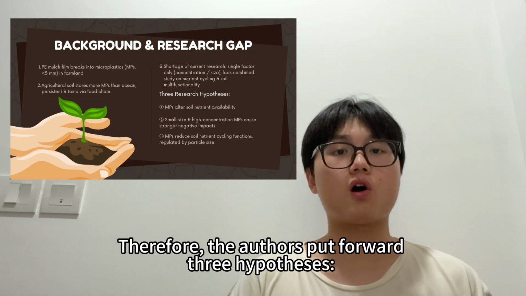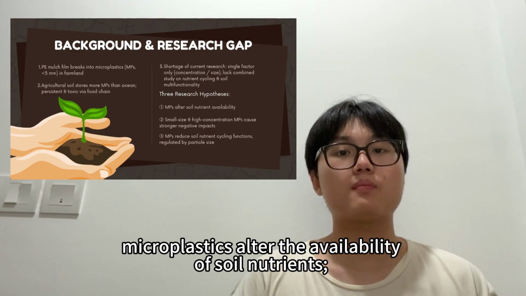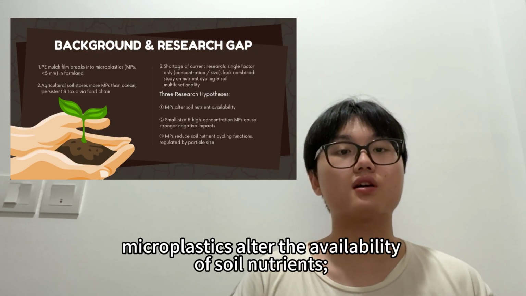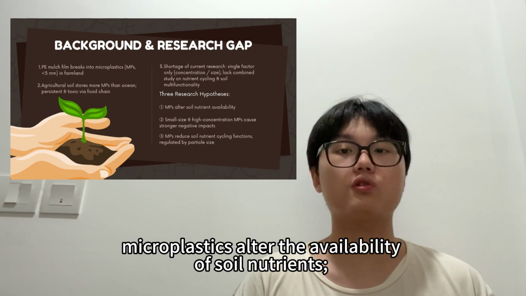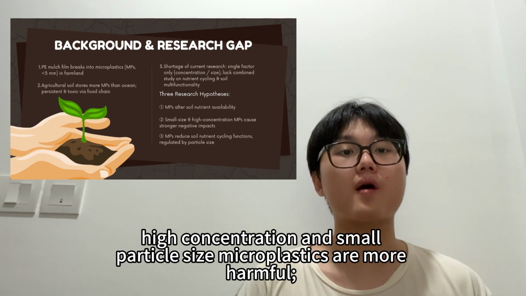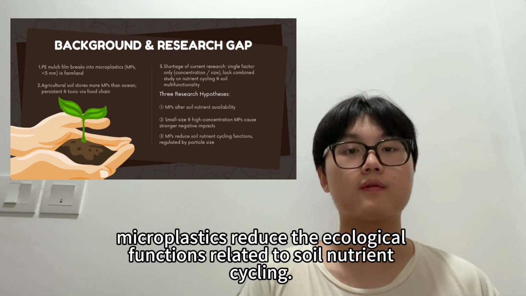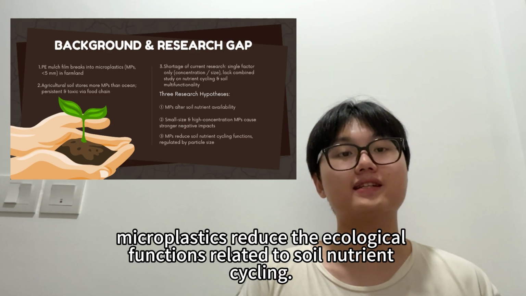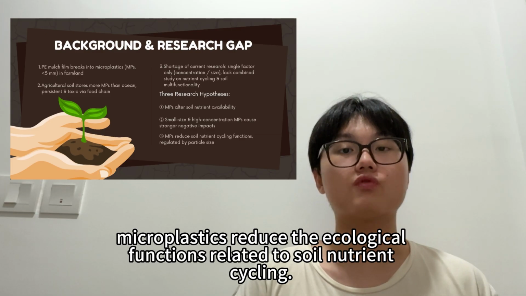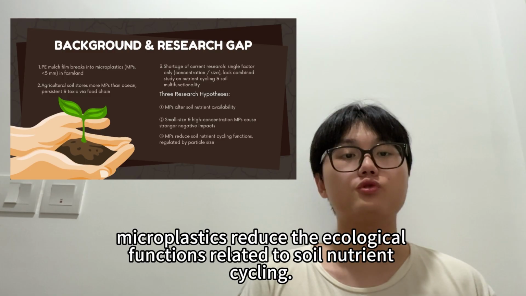Therefore, the authors put forward three hypotheses. Microplastics alter the availability of soil nutrients. High concentration and small particle size microplastics are more harmful. Microplastics reduce the ecological functions related to soil nutrients cycling.